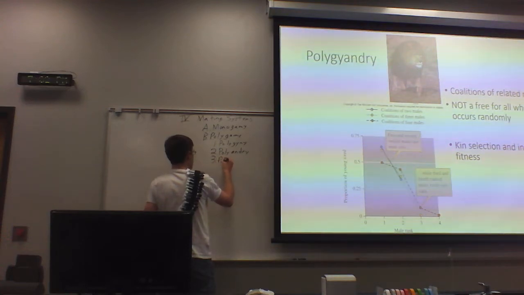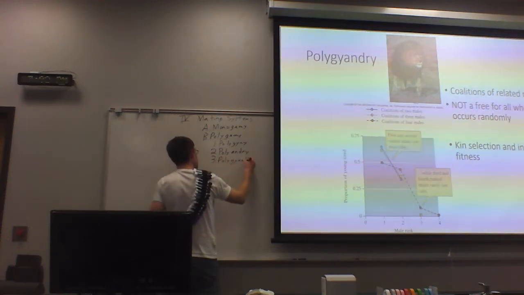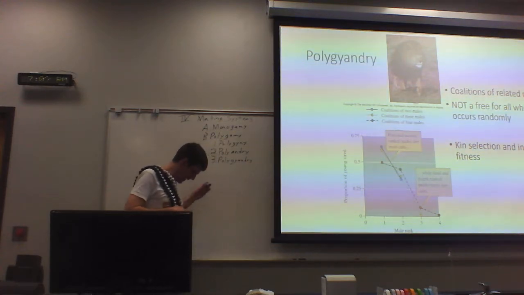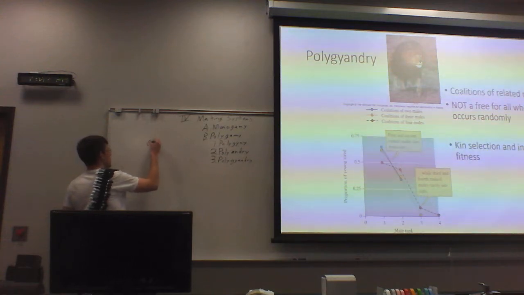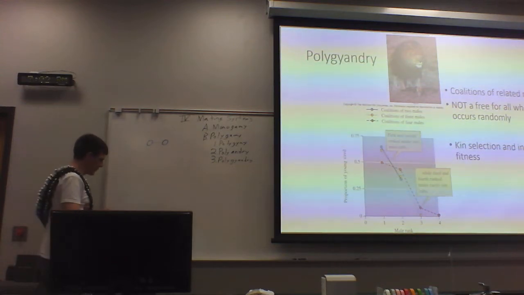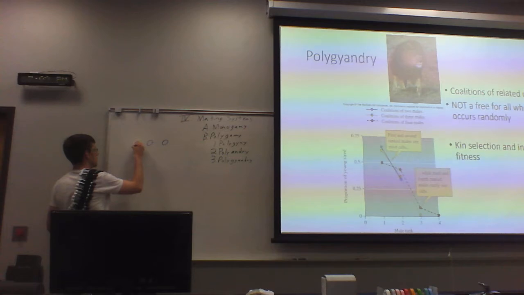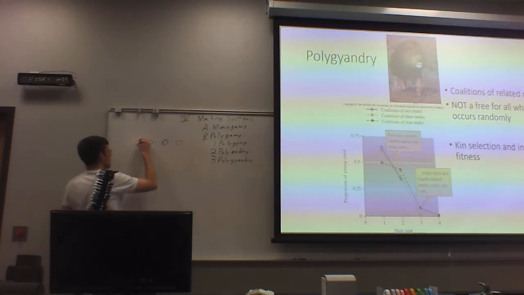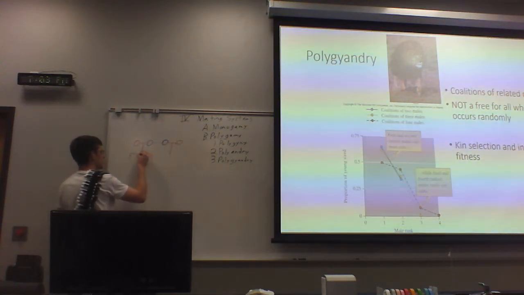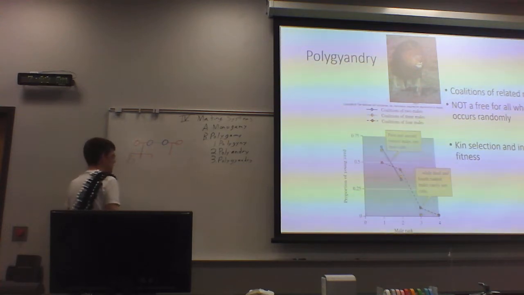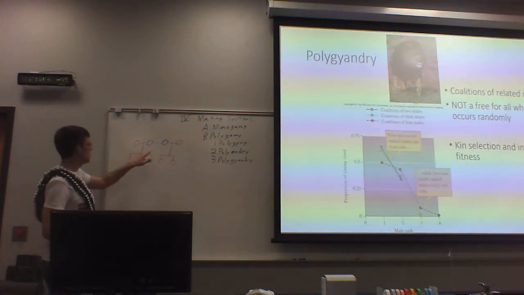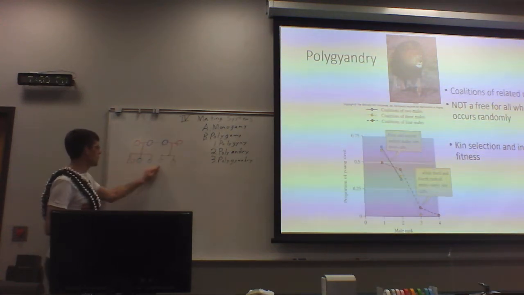Polygyandry is a little more confusing. And that's where I really rethought this lecture to kind of break it down. Let's say we have 2 lions, and they're brothers. And they're going to mate with some female lions. Have a bunch of cubs here. Look, 2 brothers there. How nice. So here's the lion pride. 2 males, 2 unrelated females, and a whole bunch of cubs.